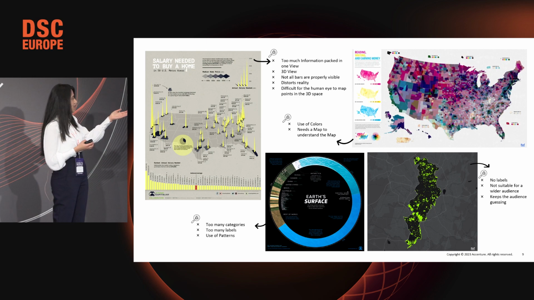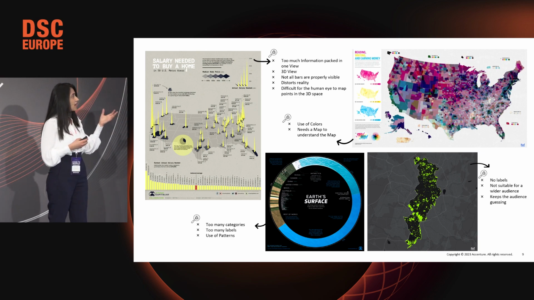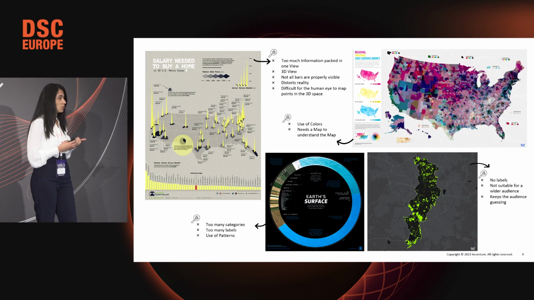Then you also have some visualizations which do not have data labels in them, or you have a pie chart with too many categories. And such visualizations make examples of cognitive overload or vagueness, even though they are aesthetically beautiful.